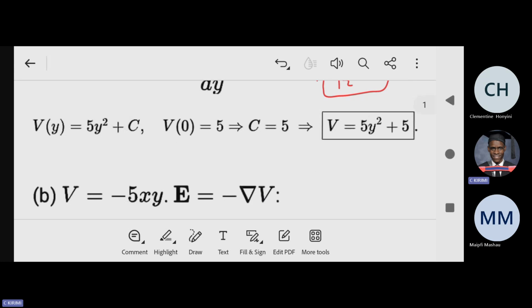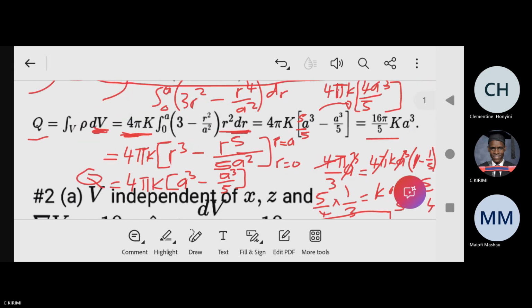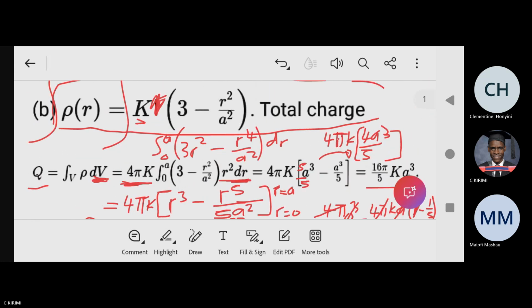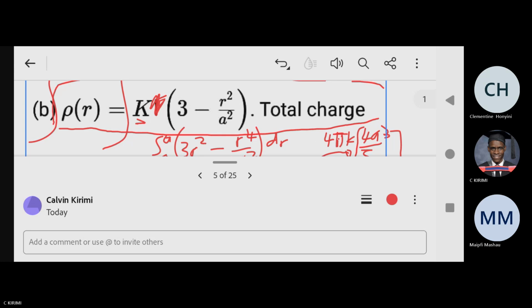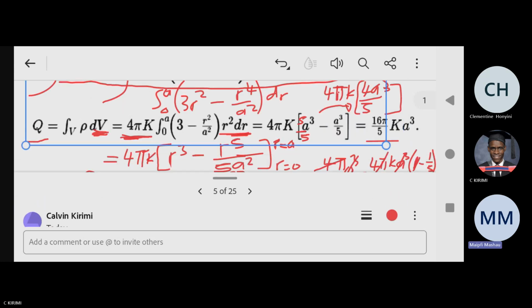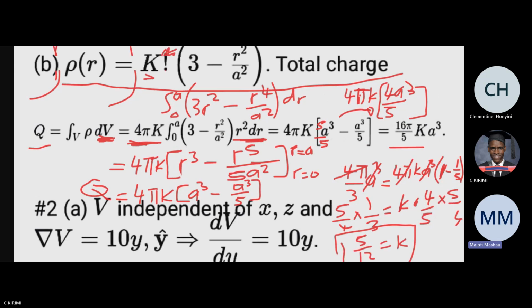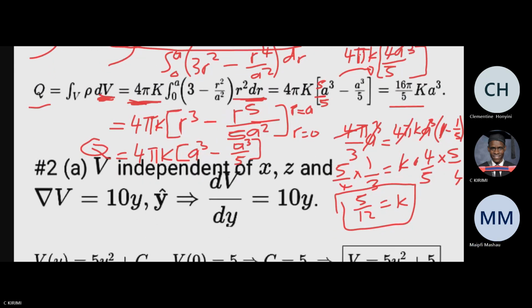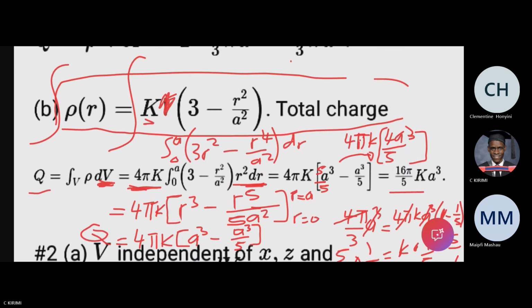Any question with number B, which you want to ask? Where you feel you want to ask? For B, is it fine for calculating Q? Okay.